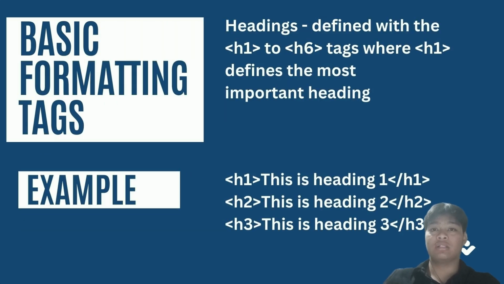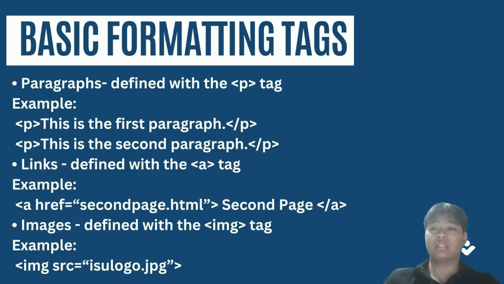Basic formatting tags. Headings are defined with the H1 to H6 tags, where H1 defines the most important heading. H1 means heading 1. Basic formatting tags. Paragraphs are defined with the P tag. Example.